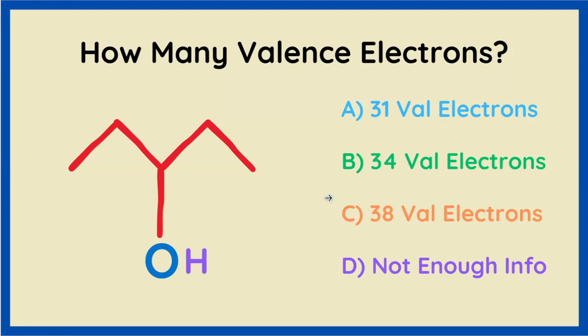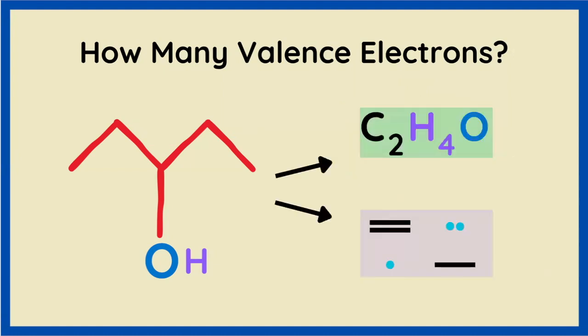How many valence electrons does this molecule have? 31, 34, 38 valence electrons, or is there not enough information? We'll say this right off the bat. We definitely have enough information to figure this out. And there's actually two ways we can figure this out.